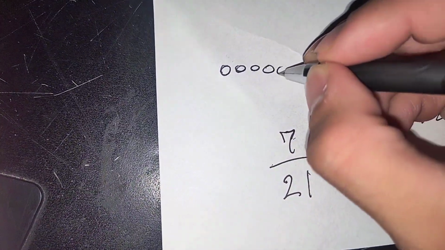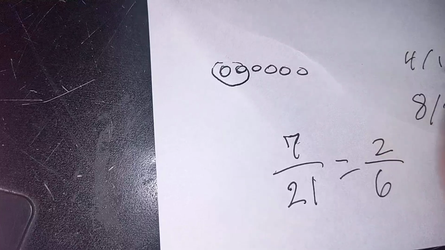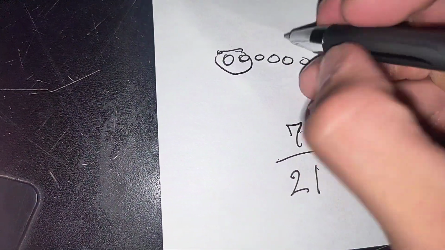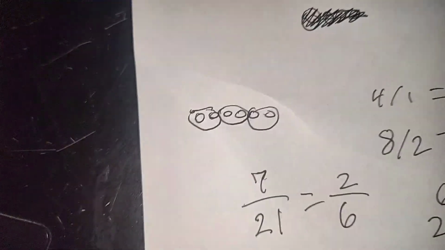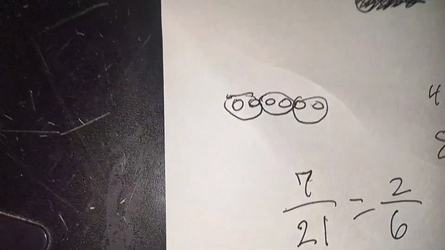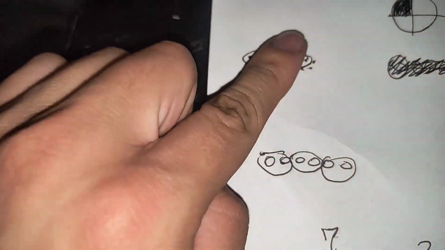Now, the reason this works, again, is because if I had 6 balls, 1, 2, 3, 4, 5, 6, and I were to circle 2, it would take 3 groups of 2 to circle the whole thing to make 1 group of it. If I were to have 21 balls, 1, 2, 3, up to 21, and then I were to circle 7, I would need to circle 7 3 more times to make up 1 whole group.